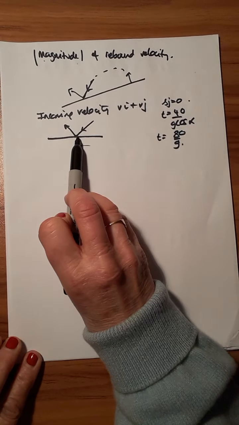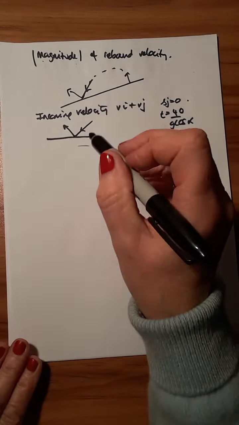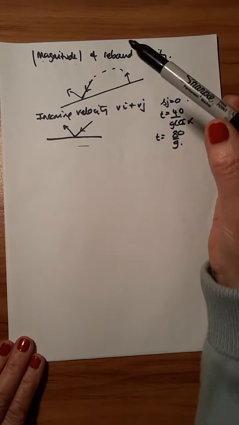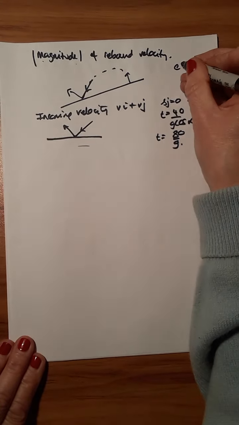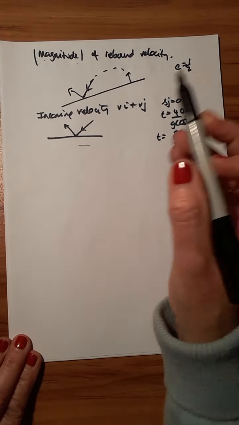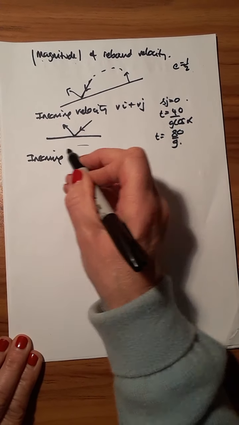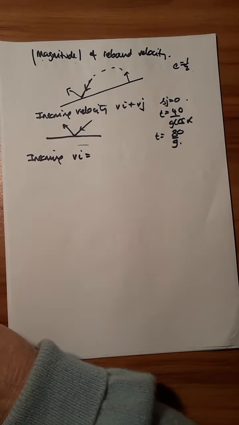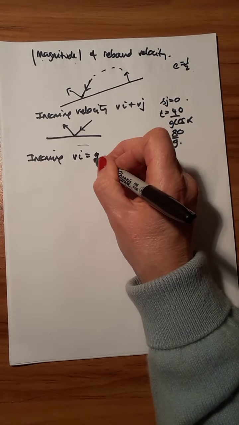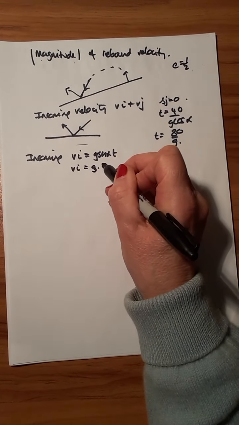And of course, when you hit a fixed plane, you can get your rebound velocity by taking the coefficient of restitution into consideration. It tells you in the question that you've got to find the magnitude of the rebound velocity if the coefficient of restitution is a half. Okay, so e is equal to a half. So I need the Vi plus Vj, the incoming velocity, and then I'll get the rebound. Okay, so my incoming Vi, I'm going to get from my table over here. My incoming Vi is g sine alpha t.